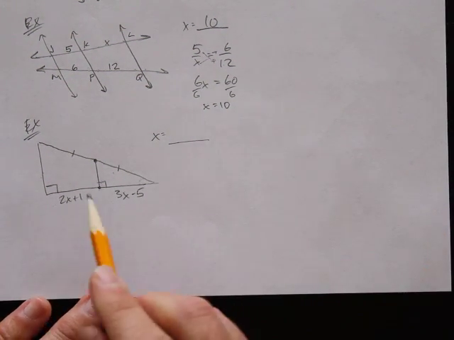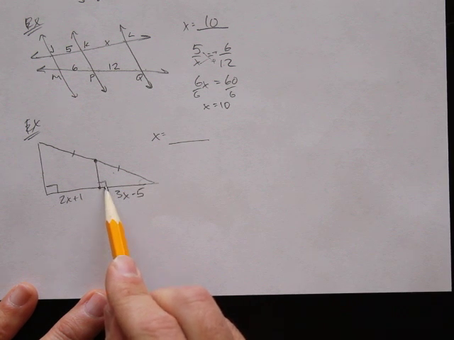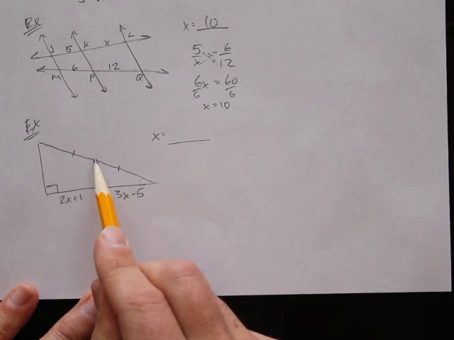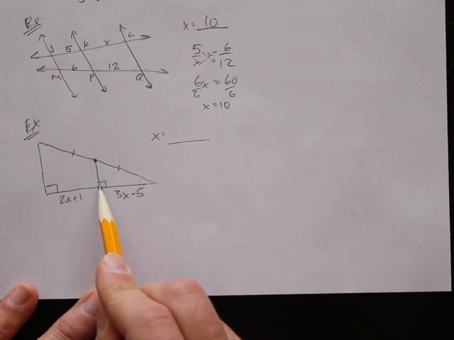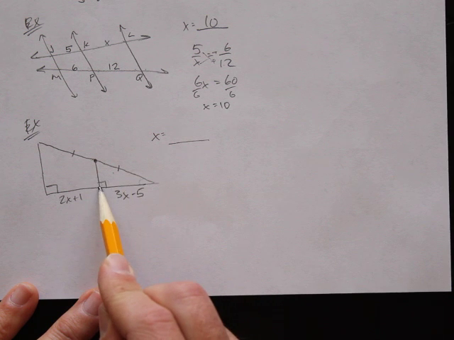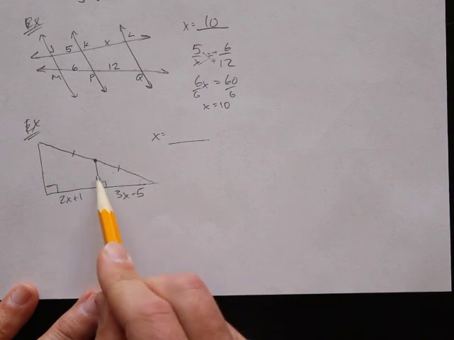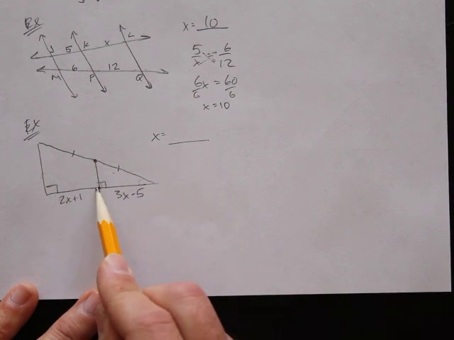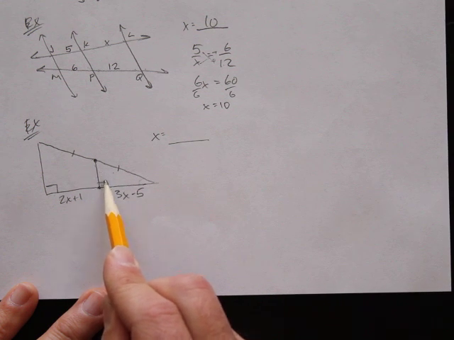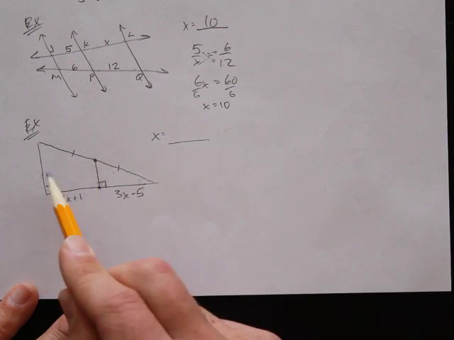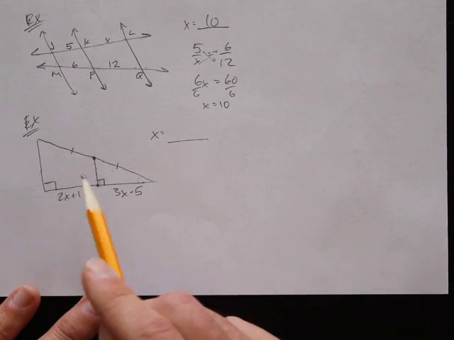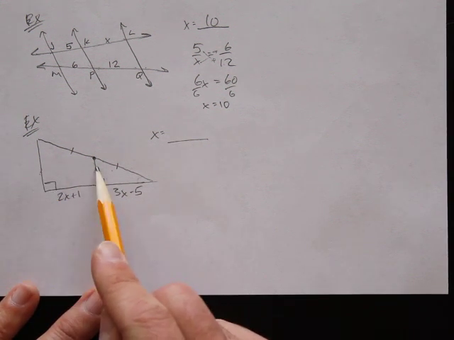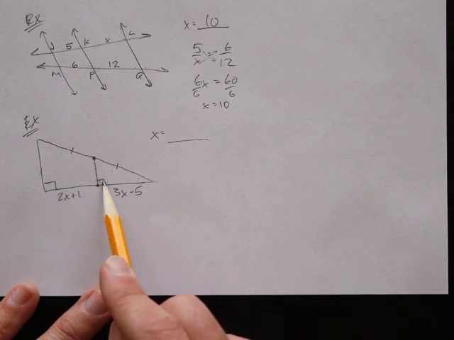Now notice, if this is 90 degrees, and this is a mid-segment, or this cuts this segment in half, I'm not told that this segment is a mid-segment. But I can deduce that because this is 90 degrees, and so these are parallel. I think I said that backwards before. So anyway, here we are. These two are parallel because these are 90 degrees.